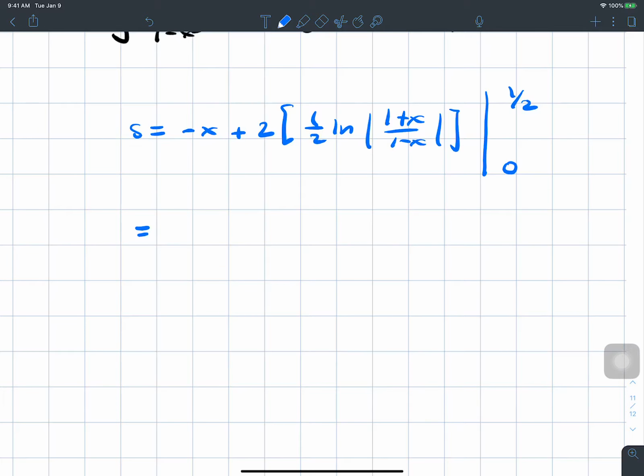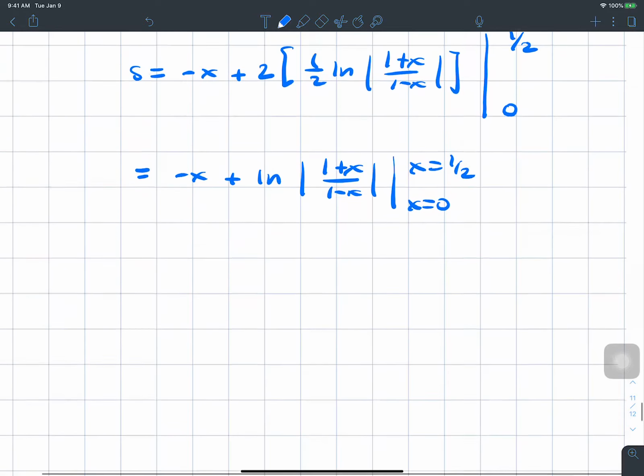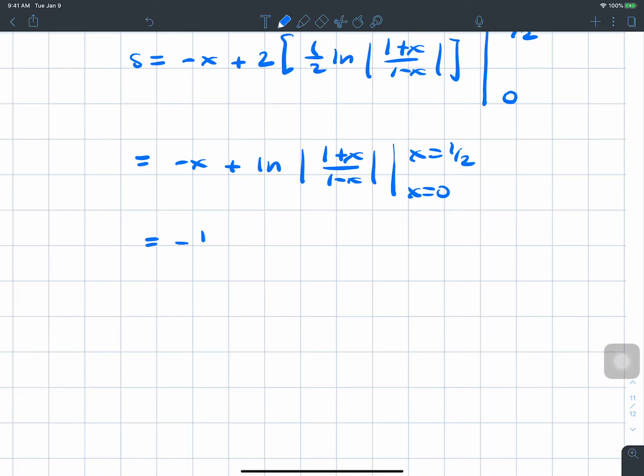So this is going to be negative 1/2. And don't forget this 2. We can simplify this here. Let's simplify it first. Negative x plus natural log absolute value 1 plus x over 1 minus x. X is 0. X is 1/2. So we get negative 1/2 plus natural log 1 plus 1/2, 1 minus 1/2, minus a negative 0 plus natural log 1 plus 0, 1 minus 0.